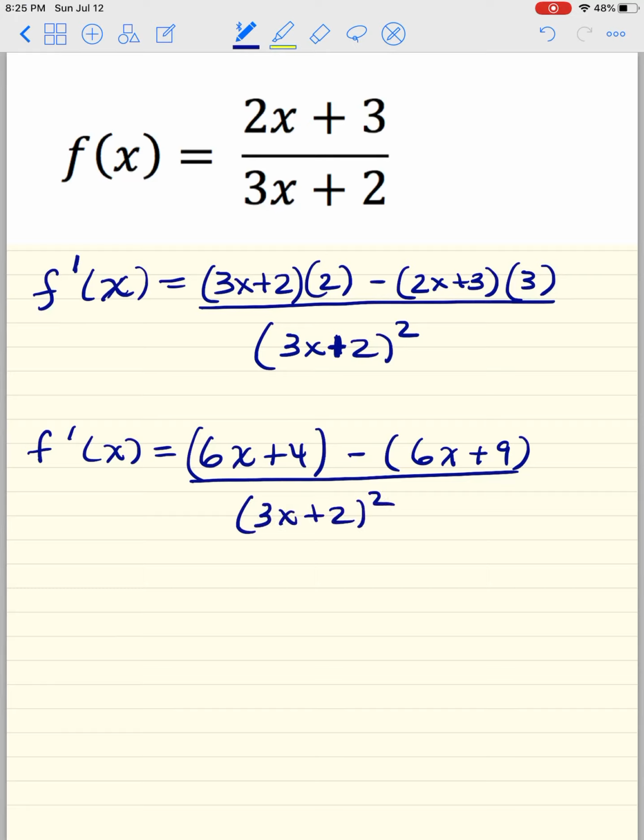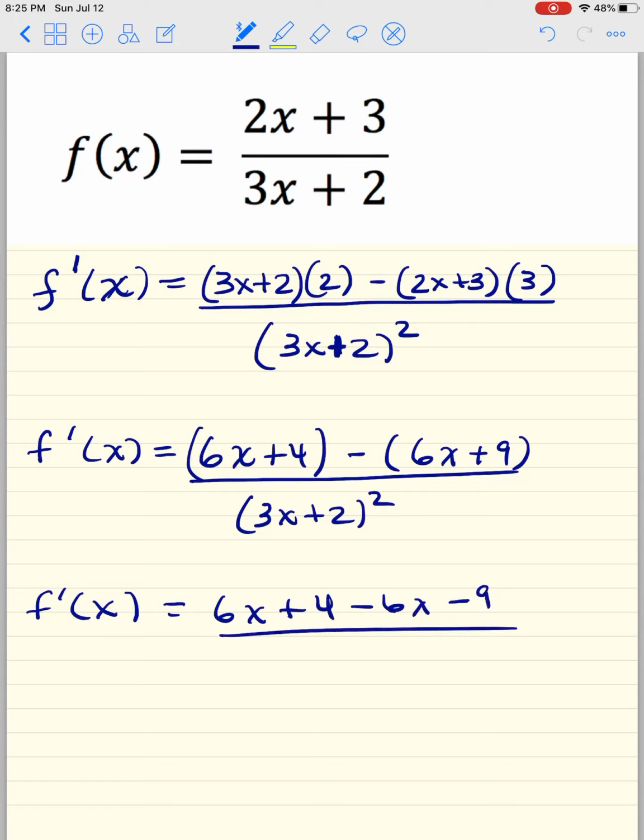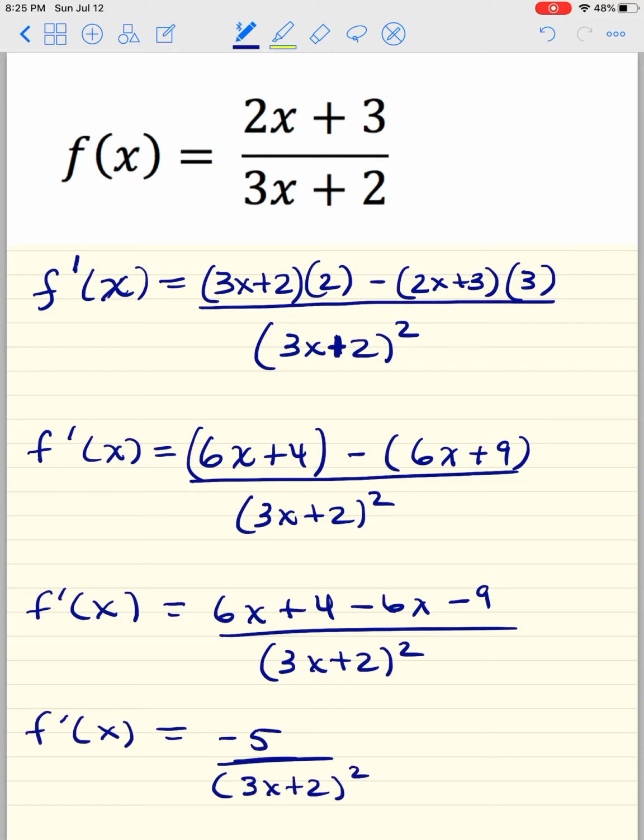Now, we're just going to distribute and clean up. So we have 6x plus 4 minus 6x minus 9 all over (3x plus 2) squared, and that's just going to be negative 5 over the denominator squared. Now this is a typical AP calculus problem where it looks almost the same but just in reverse and so on. Okay, so clean it up, be careful with this minus sign, and distribute properly. Anytime, press pause and try the problem yourself and see if your answer matches my answer.